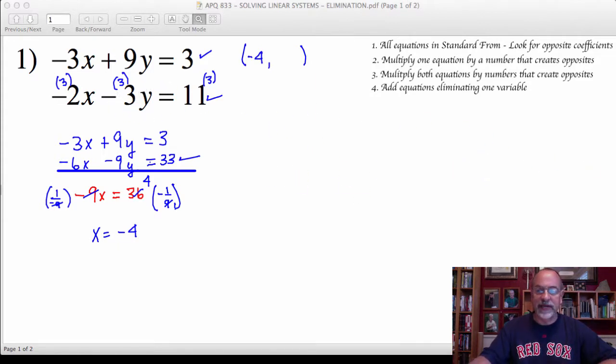I see a lot of negatives, so nothing's going to be really easy, so I'm just going to go right back to this first equation and substitute into that one. Everywhere I see the letter x, I'm going to substitute in the -4. So -3 times the -4, plus the 9y is equal to 3. I now have an equation with just the letter y, so I can determine its value.